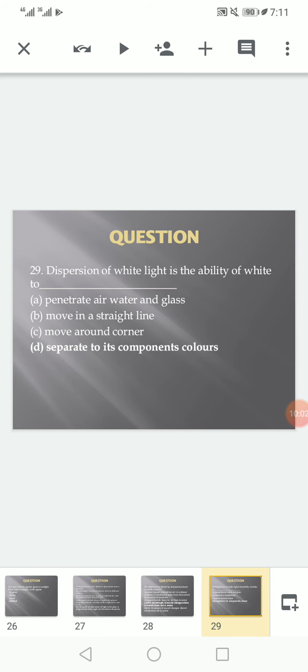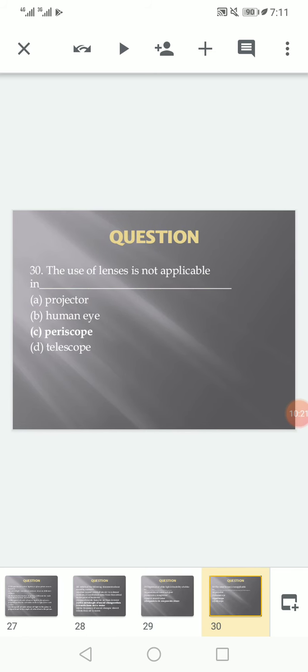29. Dispersion of white light is the ability of white light to separate into its component color. Again, the dispersion of white light is the ability of white light to separate into its component color.